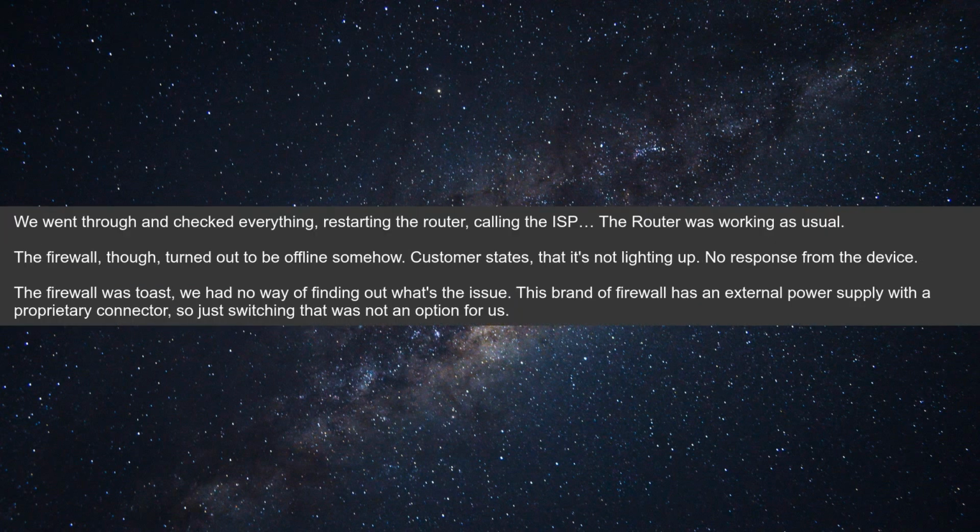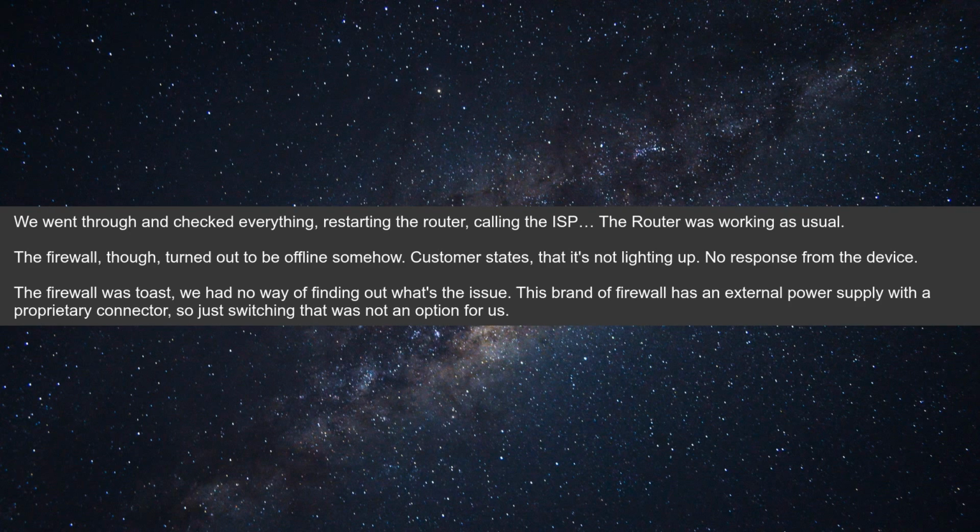We went through and checked everything, restarting the router, calling the ISP. The router was working as usual. The firewall, though, turned out to be offline somehow. Customer states that it's not lighting up. No response from the device. The firewall was toast, and we had no way of finding out what the issue was.